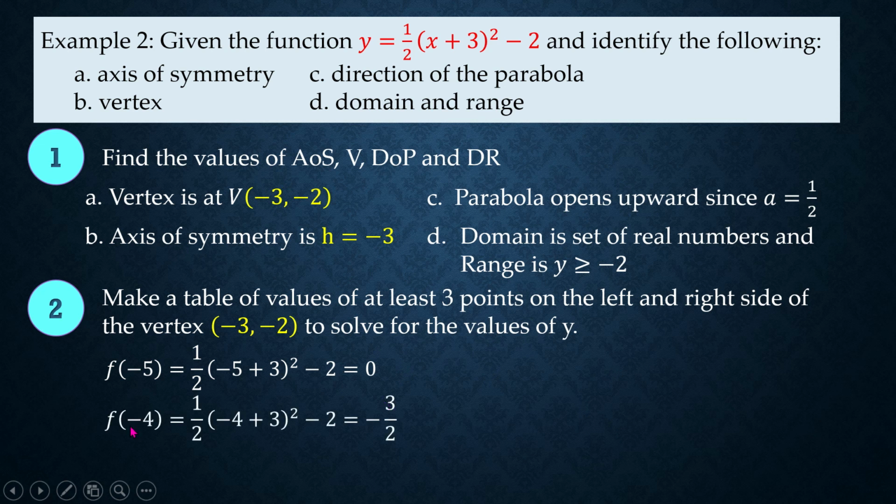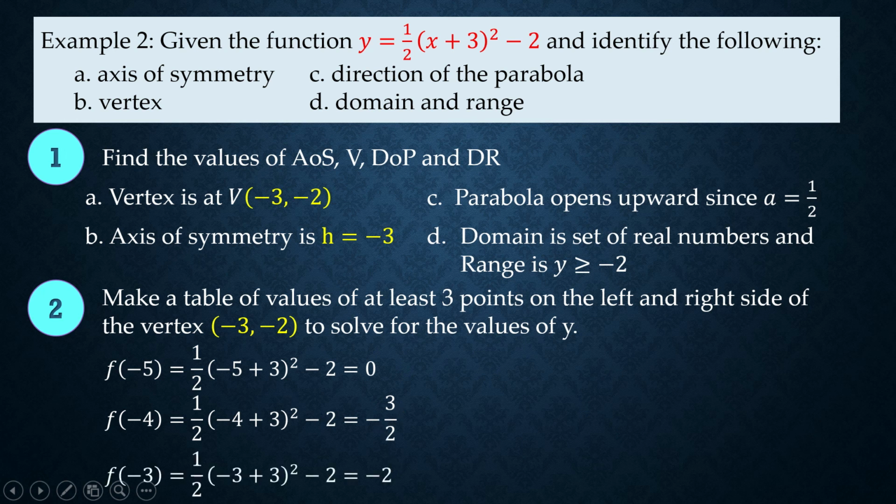If x is negative 4, it is equal to 1/2 times negative 4 plus 3, then squared, minus 2. So we go back to the parentheses. What is negative 4 plus 3? Negative 1. What is the square of negative 1? Negative 1 times negative 1 is positive 1. Positive 1 times 1/2 is 1/2. Then, what is 1/2 minus 2? 1/2 minus 2 is equivalent to negative 3/2.